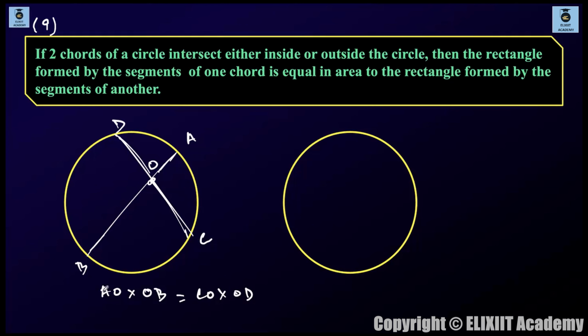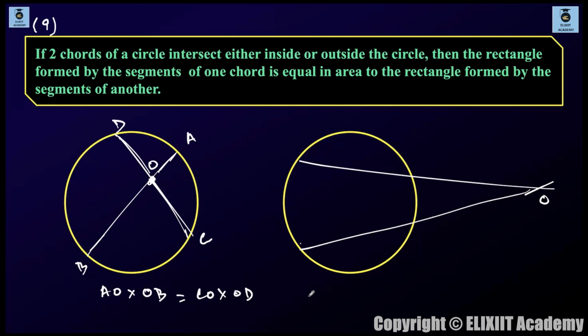Okay, we have done this. And there is one more case. If you extend this thing to outside the circle, if the chords are intersecting externally, in what sense? You extend this thing, simply take this O point outside. The chords are intersecting externally. O point is here now.